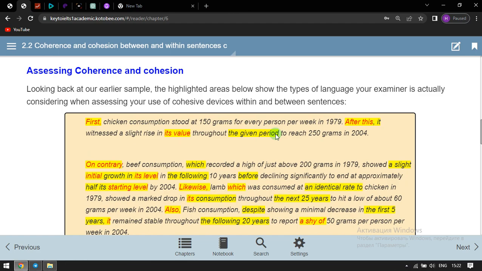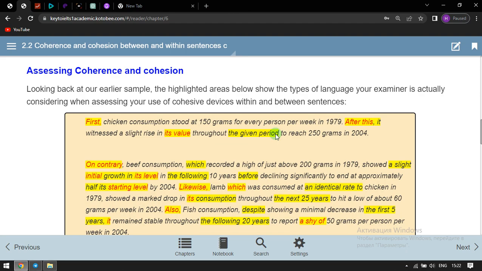Assessing coherence and cohesion. Mana shu coherence, cohesion, ya'ni bog'lashni, ma'no chiqarishni baholash. Looking back at our earlier sample, the highlighted areas below show the types of language your examiner is actually considering when assessing your use of cohesive devices within and between sentences.